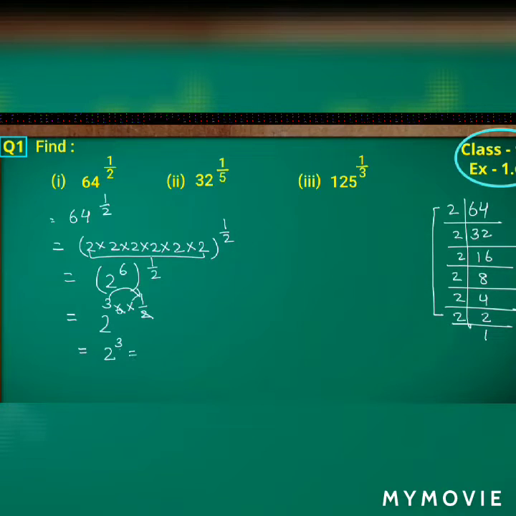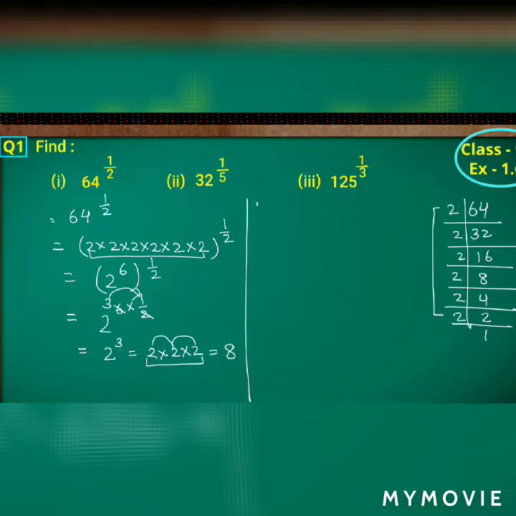Again, 2 power 3 can be written as 2 into 2 into 2, isn't it? 2 is multiplied 3 times, that is 2 into 2 into 2. 2 2s are 4, 4 2s are 8. So I can say 8 is the simplest form of 64 power 1 by 2, isn't it?